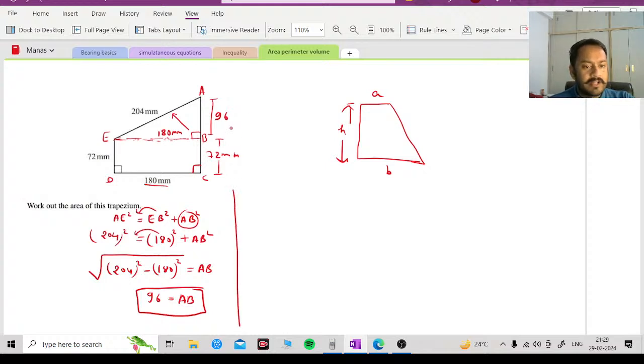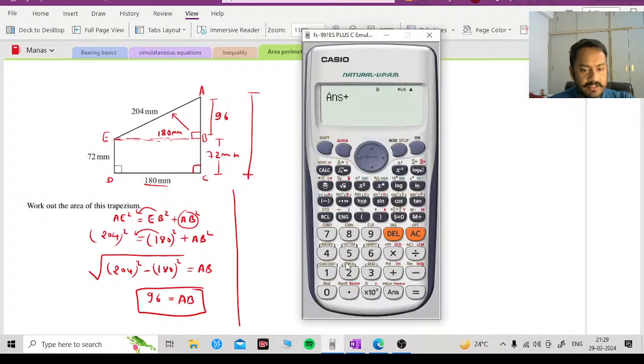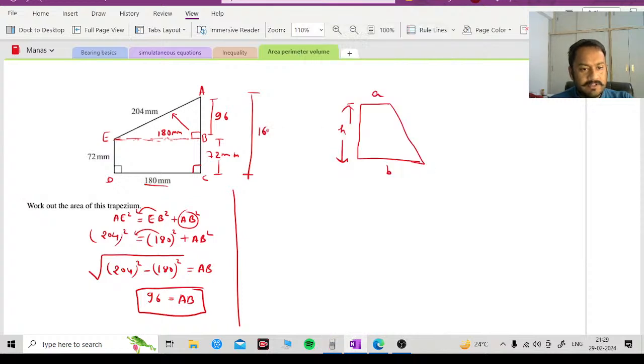Now here, if you got this 96, you can add 96 plus 72. So I can do it here, 96 plus 72, by that way I'll get 168. So 168 mm will be the height, right? Now here you can apply either the formula of a rectangle and a triangle, or you can apply the trapezium formula. I am applying the trapezium formula. This is my A, 72. So I'm writing it here, 72. The B is 168. I'll write it as B.